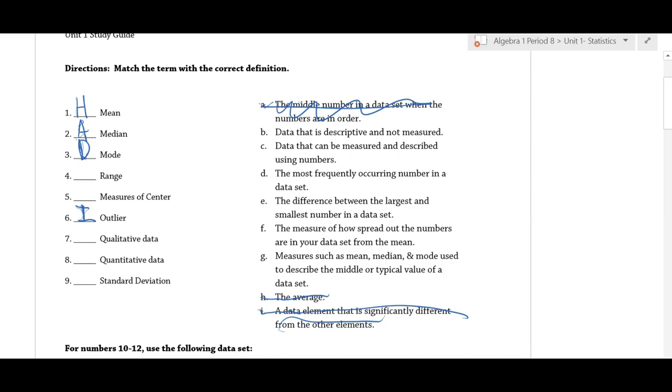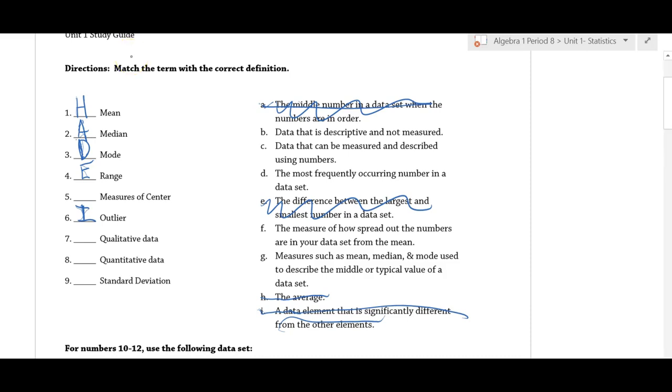Next one, the range here. So the range we calculated by doing the maximum minus the minimum, right? So in other words, it's the difference between the largest and the smallest number. So that's going to be choice E. All right, take a minute now. Try and figure out these last 4.